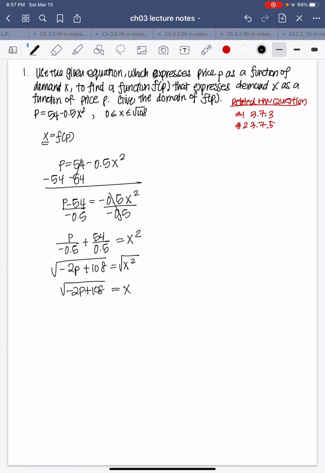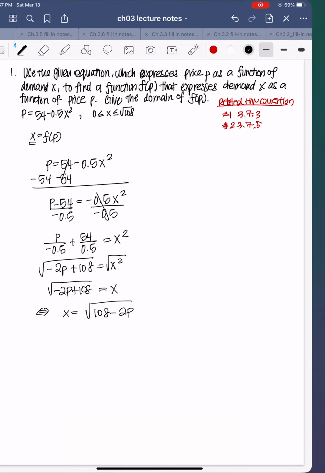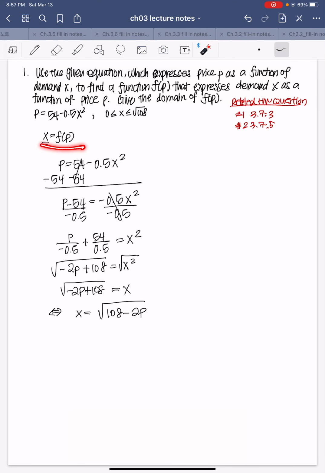In other words, you can rearrange: x is equal to 108 minus 2p. Now, this is a function. This is exactly what we found. We found x written in terms of p, f of p. So this right over here is the answer, and that is my f of p function. Now, we also have to find the domain.